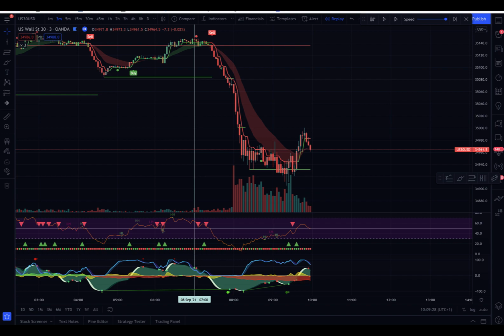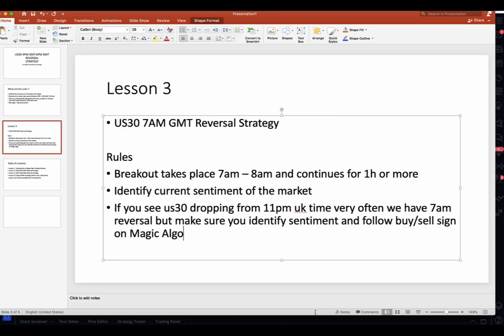Let me just come back to some important rules as well. Okay, so the breakout takes place between 7 a.m. and 8 a.m. It continues for 1 hour. Okay, it could be 2 hours. It could be till New York opens. And then it could actually continue again. I had many cases where the market was dropping at 7 a.m. and it would just start reversing back up, and it would just continue all day, or the opposite direction.